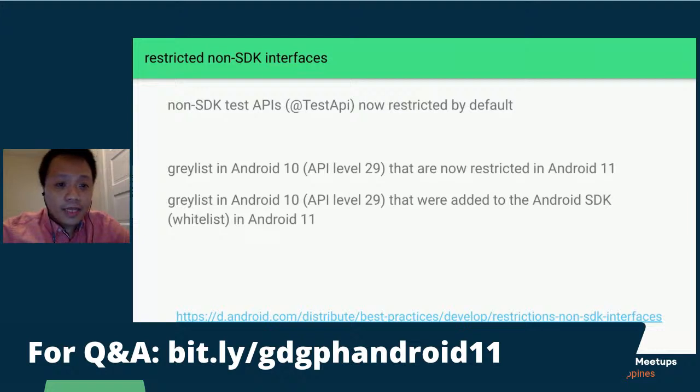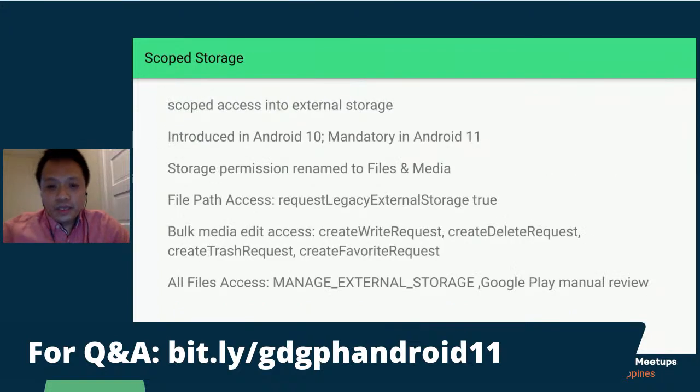They have also restricted private APIs that, for example in Android 10, were previously on the gray list. So now they are restricted and you can no longer access them. And they also added more APIs to the gray list. So you would need to check if you are accessing any of these, or if there are alternatives that you can use, because they won't function anymore.